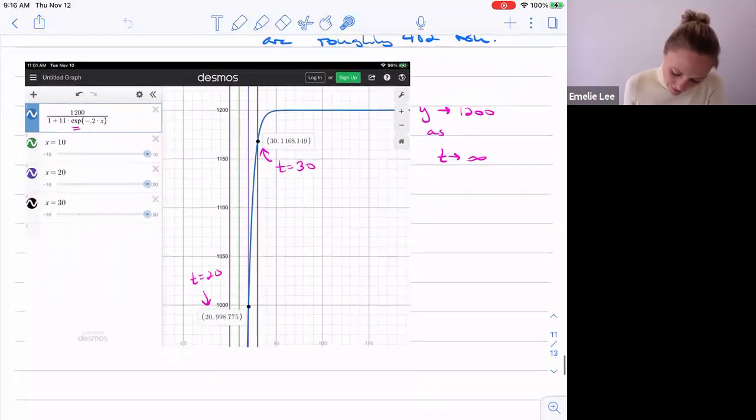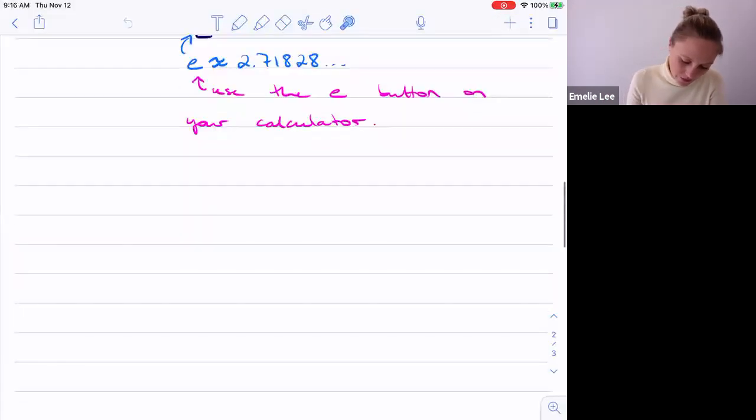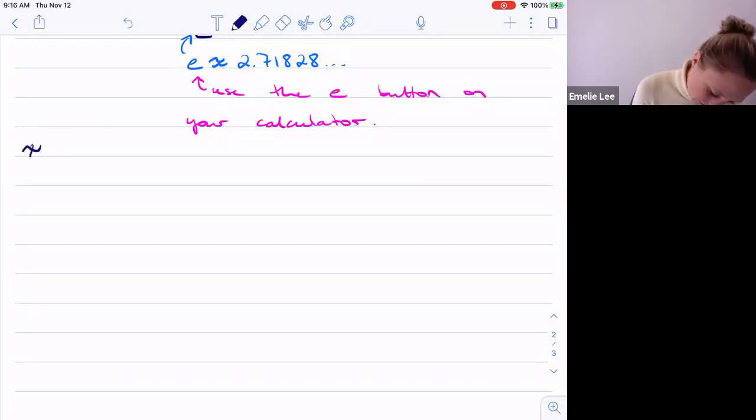And then I just plotted points. So I let x be 20 and I drew a line and I found the intersection. I let x be 30 and I drew a line and I found the intersection. That gives me the population at each of those time points. But then as time goes on, it looks like the population size plateaus at 1200. So now that's the end of our review here.